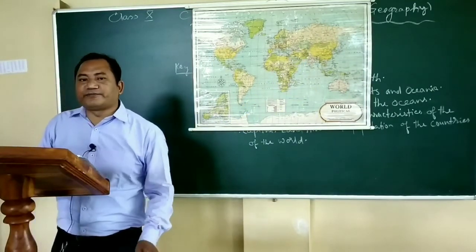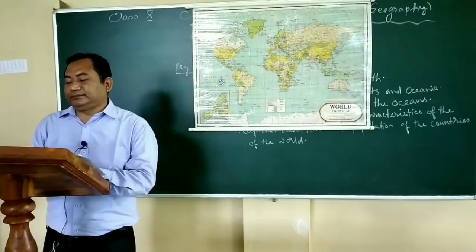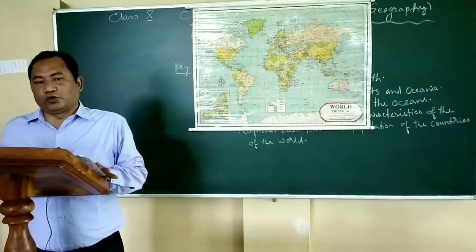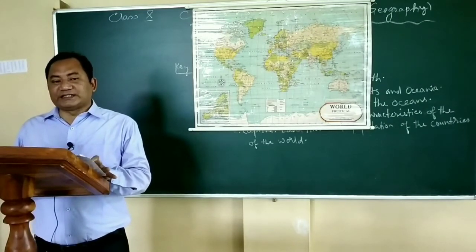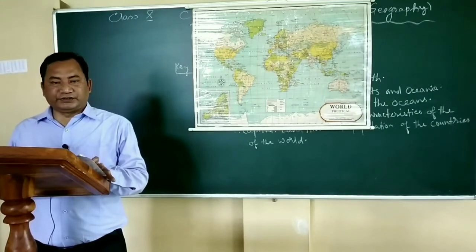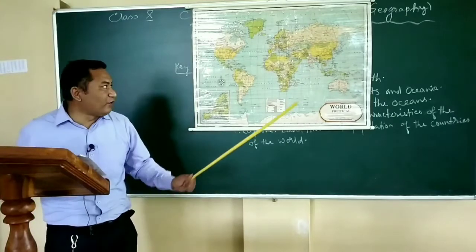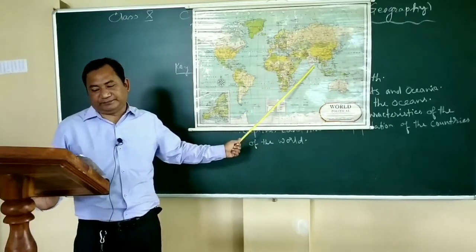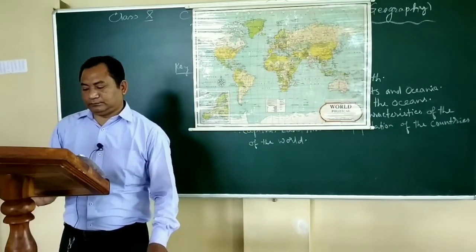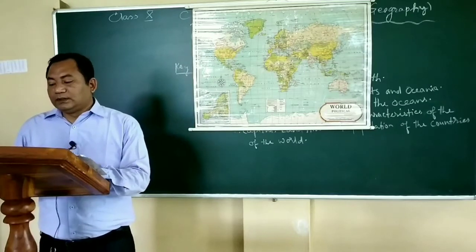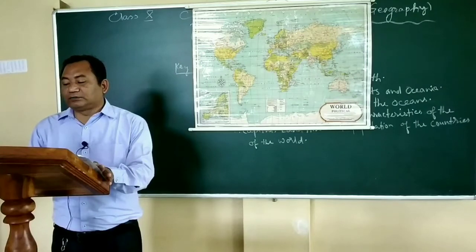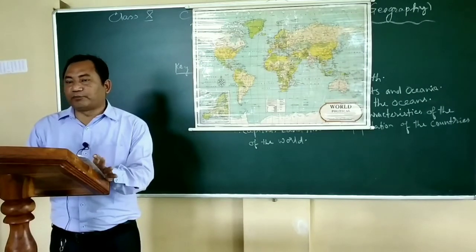As per 2014 estimate, the population of Asia is 430 crores, which constitutes about 3/5 of the world's population. There are 51 countries in Asia. Now, let us discuss the third point of Asia.